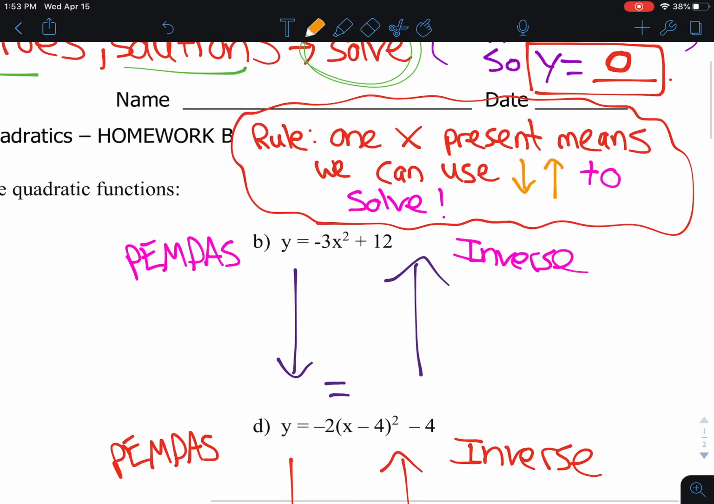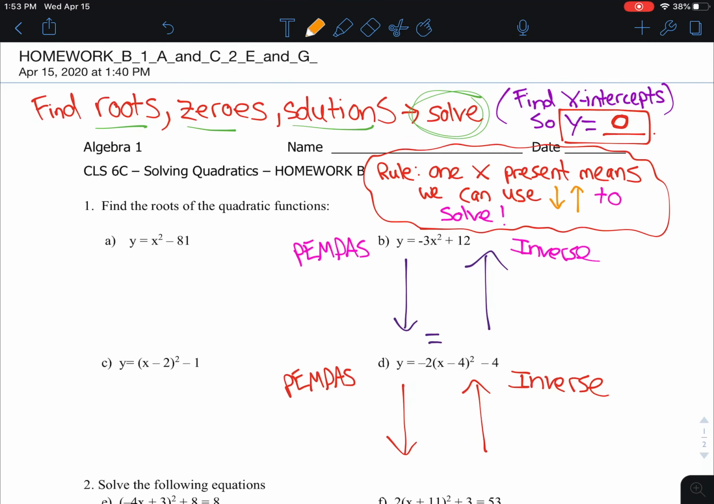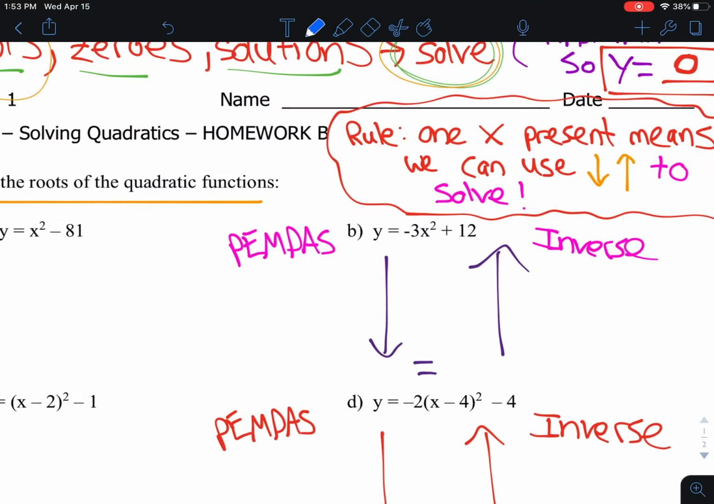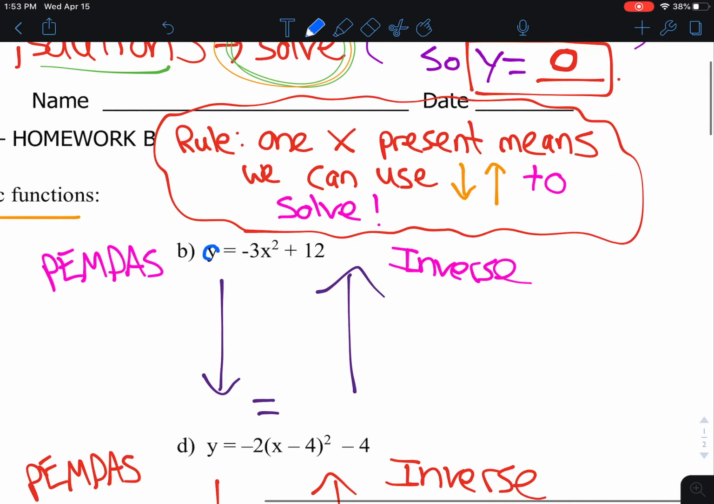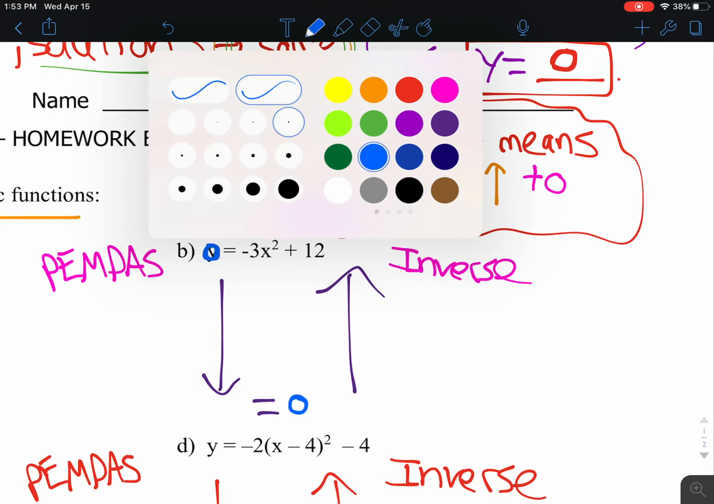So with B, again, what we need to do is find the roots of the quadratic functions. In other words, we're solving, we're finding the x-intercepts, we're letting y be 0. So first recognize whenever there's y, whenever you solve, you just let it be 0. So this is going to equal 0 right here. And remember, the left side of the arrow is PEMDAS, the right side is inverse. This is actually just review from first semester now.